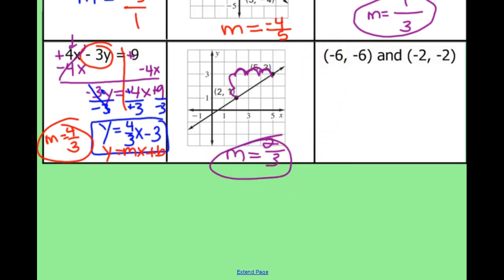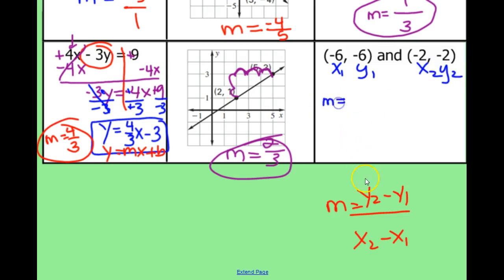Last, same as we did up above, using your slope formula, which is y2 minus y1 over x2 minus x1, we need to plug in these numbers. So I'm going to label them x, y, that's my first point, x, y second point. So first, y2 is negative 2, minus, because there's a negative sign here, y1, which is negative 6. Two negatives there make a positive.